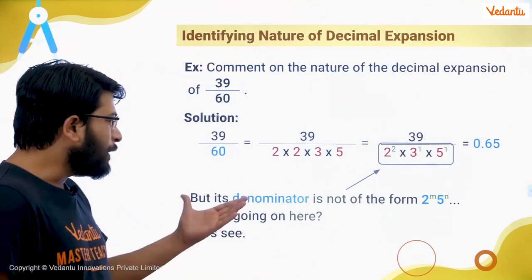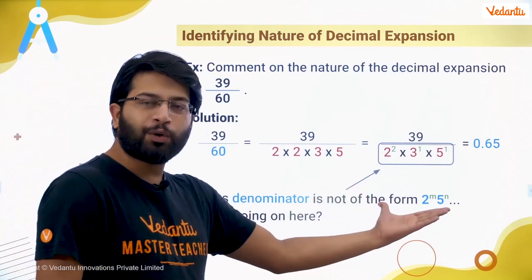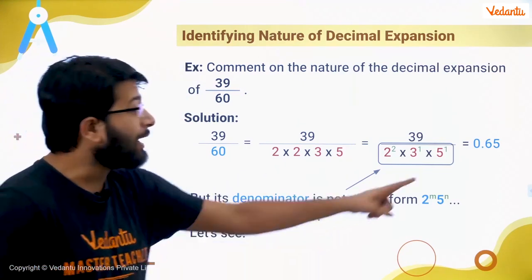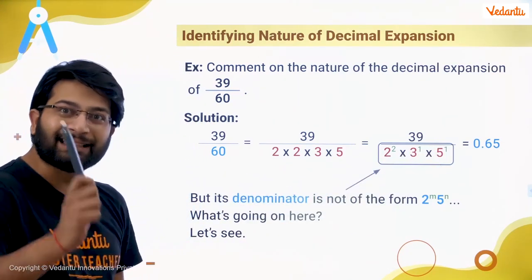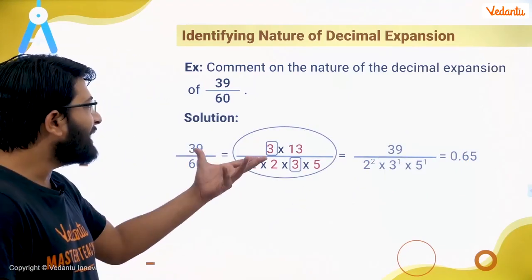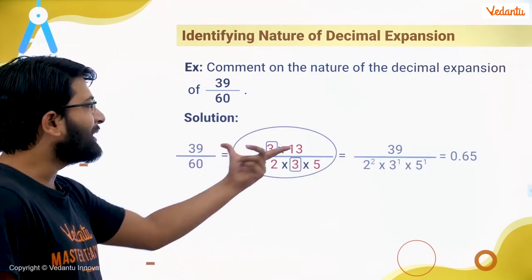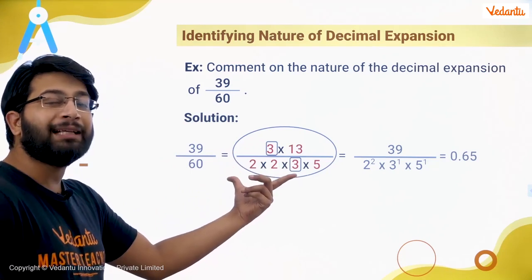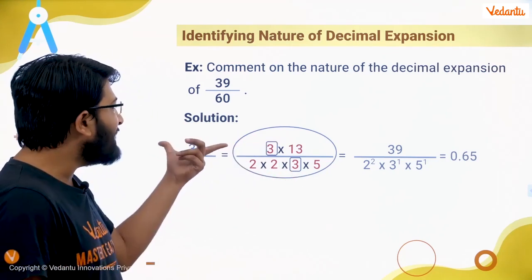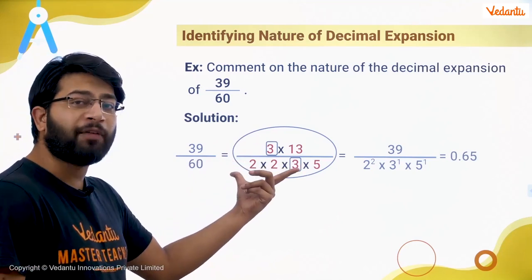Then why is it coming terminating? My denominator is not of the form of 2 to the power m into 5 to the power n. Let's see, there must be some other condition also, right? So now champ, we can see 39 and 60. Both numbers have a common factor. 39 and 60 have 3 as the common factor.